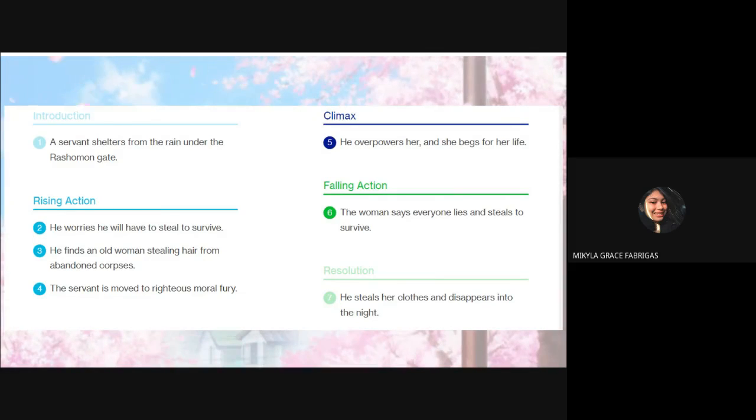I'll ask the questions. Number 4: how do the characters differ from each other? In what manner are they the same? Give specific descriptions from the story.